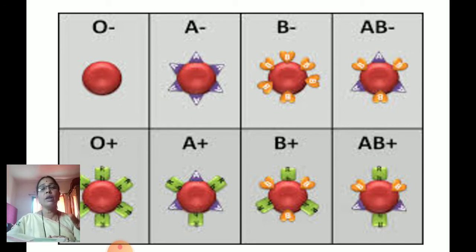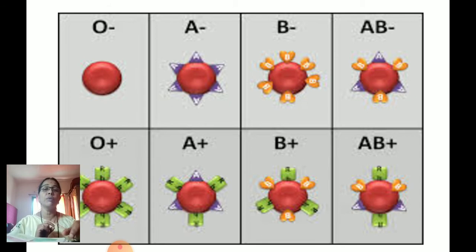For A, you could see the green color, the RH factor. So there is A positive and A negative. A negative means there is no RH group, which is some type of protein present in the blood cell. So the RH group is either present or absent, shown by a plus sign or a minus sign. A negative means the RH group is absent, and A positive means the RH group is present. The same way for B and for AB.